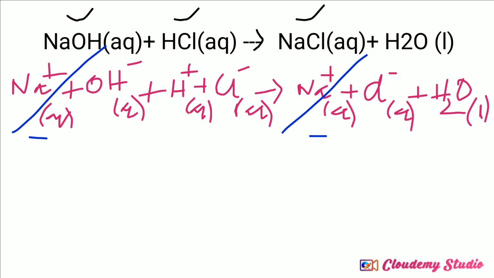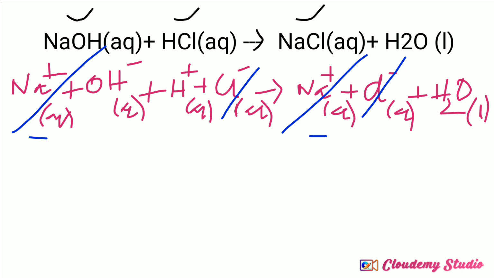Any other ions? Next is OH minus aqueous. That OH minus aqueous is not present on the right hand side. The next one, H plus aqueous, is not present on the right hand side. Cl minus aqueous is present on both sides. So the Cl minus aqueous we can cancel. So these are the spectator ions. The spectator ions are Na plus aqueous and Cl minus aqueous. That we have cancelled now.